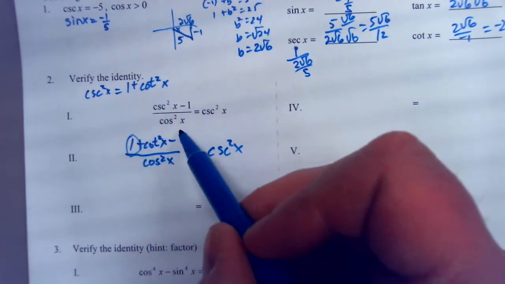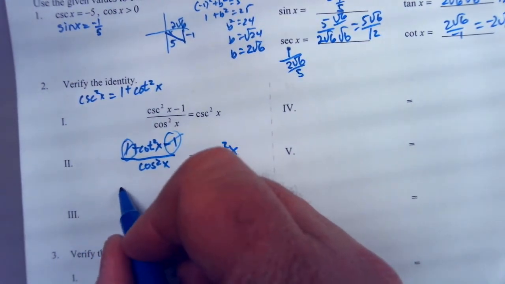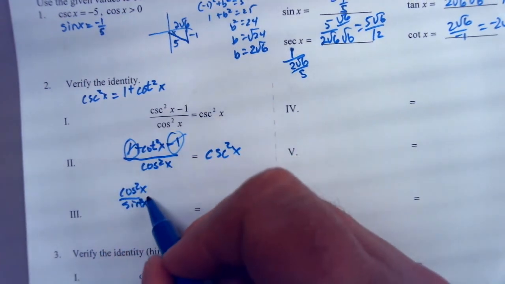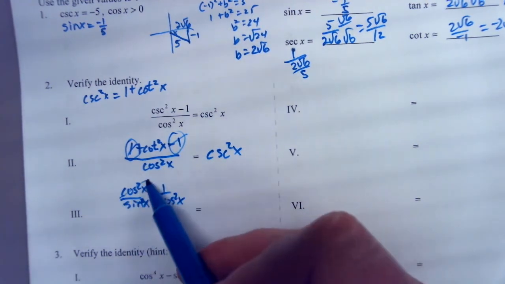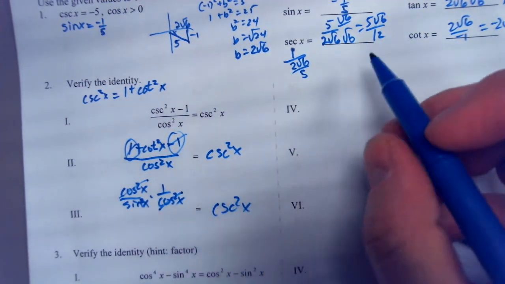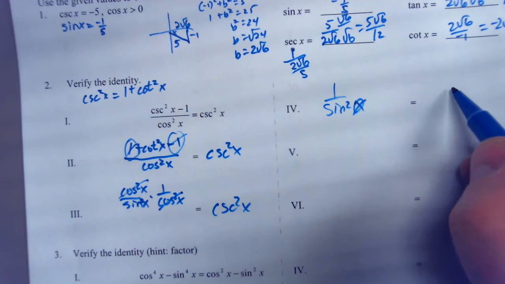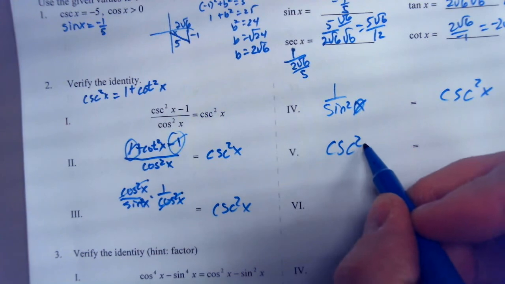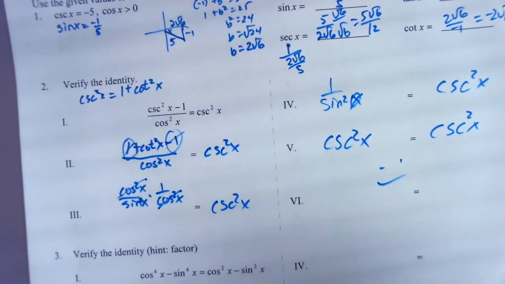The plus 1 and the minus 1, they go away. And I'm going to rewrite my cotangent as the cosine squared over the sine squared, and then 1 over the cosine for the denominator. If you notice that we have a cosine on the top, a cosine on the bottom, that's going to go away. And I'm left with 1 over the sine squared. We know that 1 over the sine is the same as the cosecant. And so we have verified the identity.